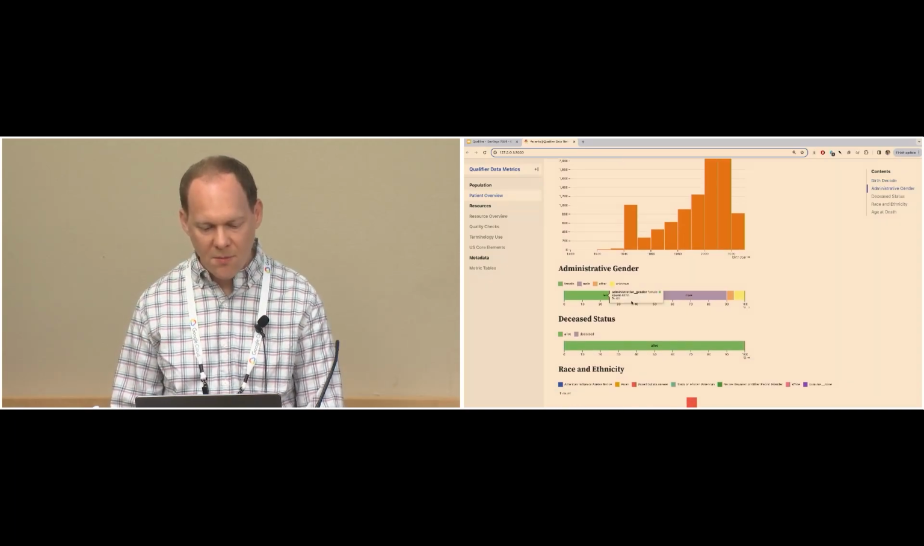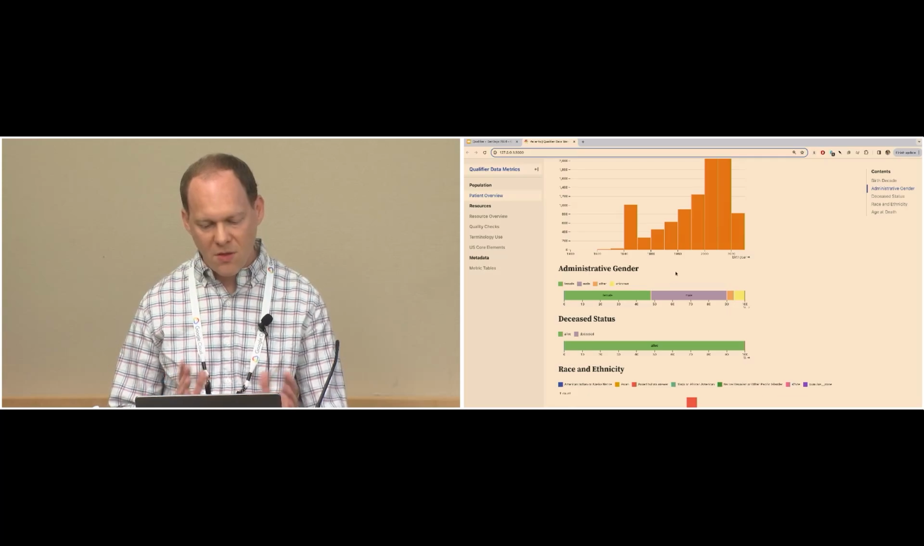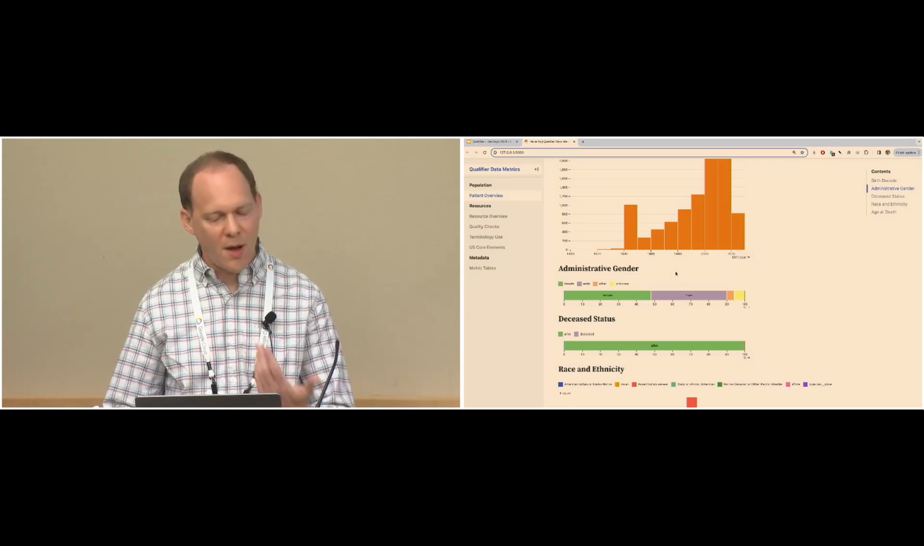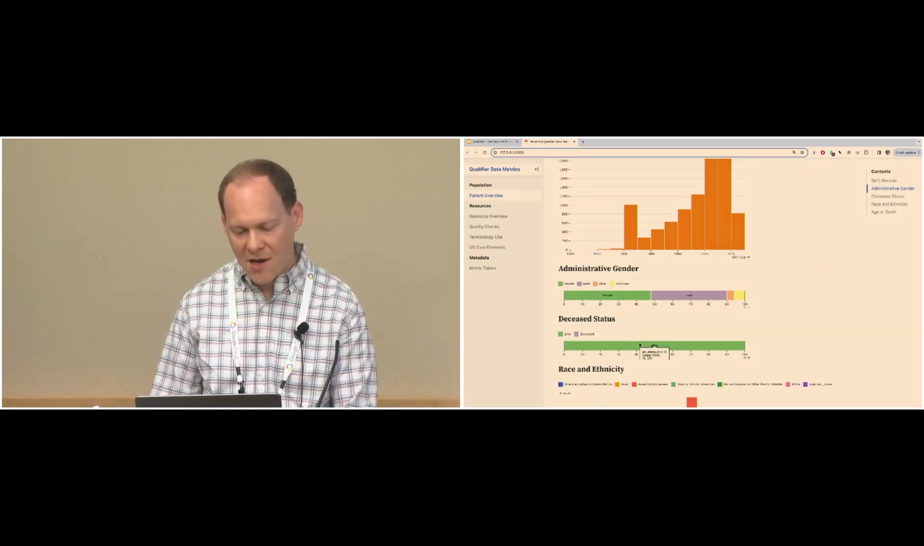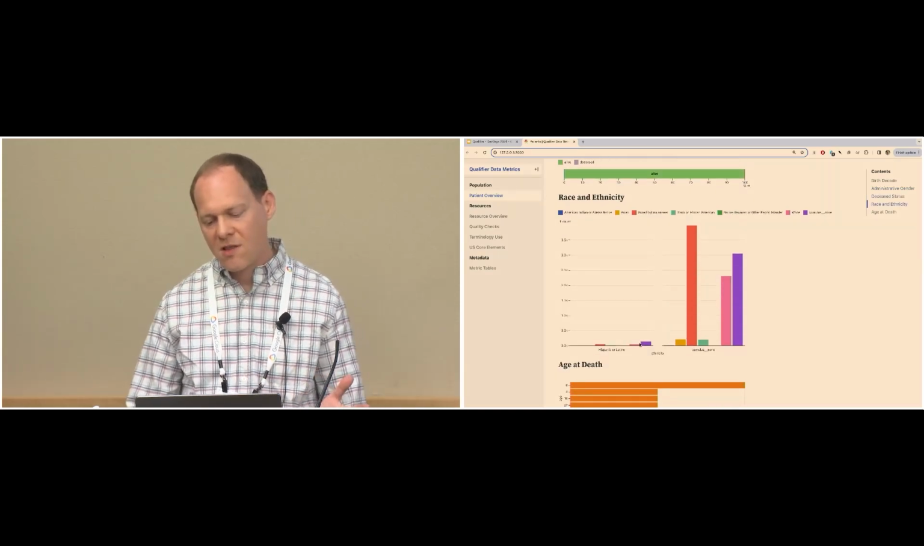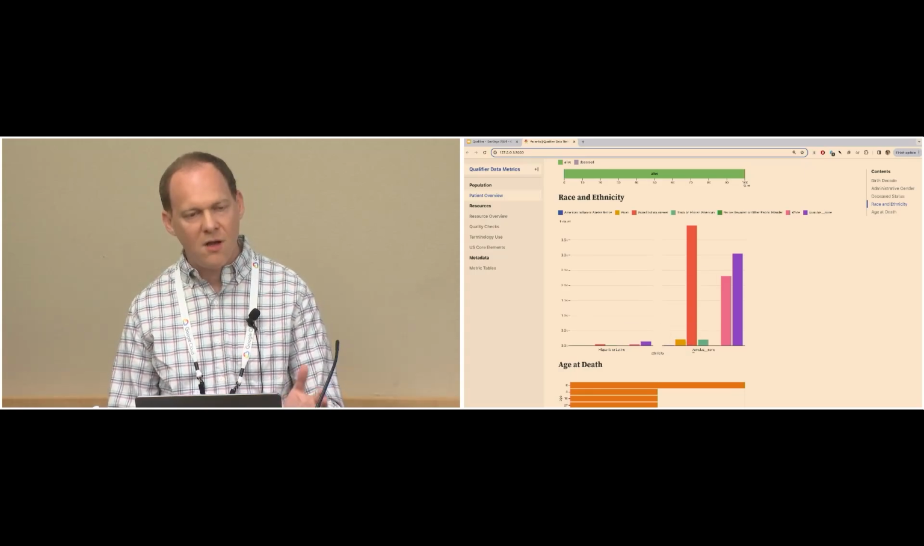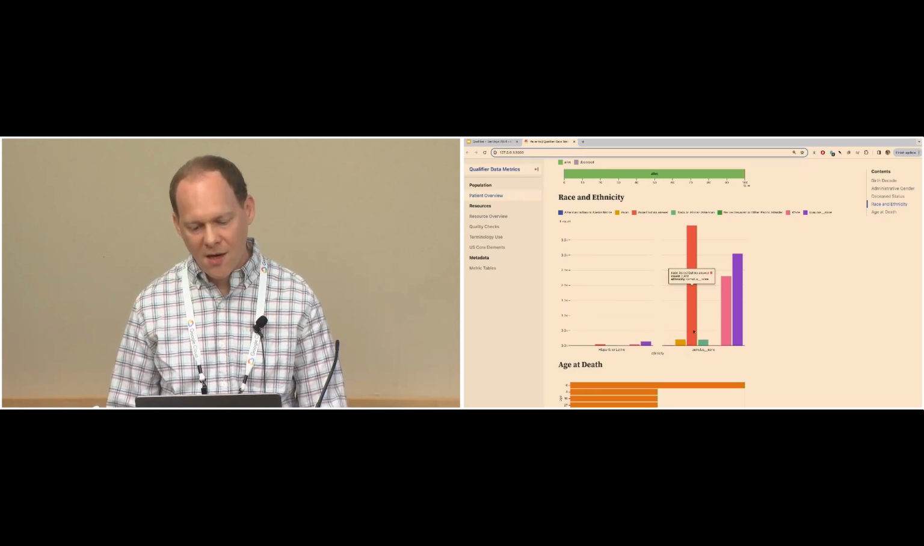You can also see a cut by administrative gender. We see an even split between male and female, which is maybe what you would expect in a general population data set. Deceased status, almost all these patients are alive. We can see that the hospital here is not really capturing ethnicity much. Most of these are listed as none, and a lot of the patients have asked but no answers.